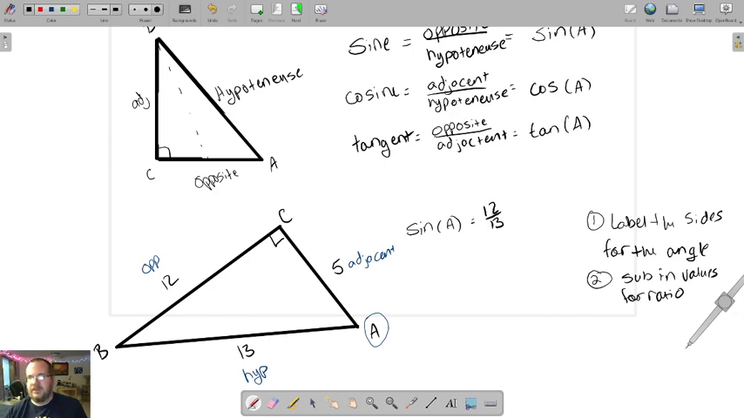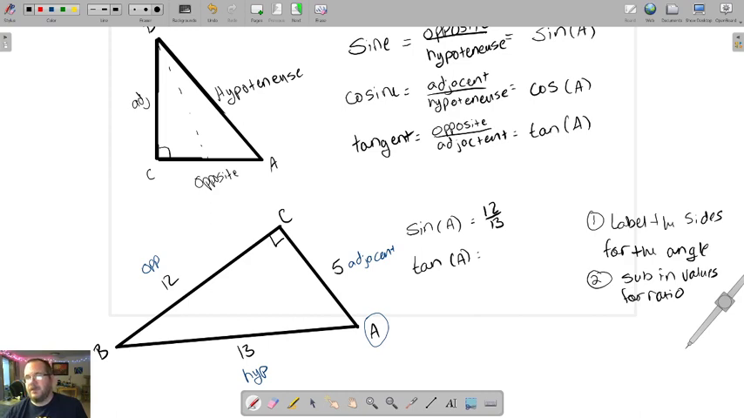Don't turn this into a decimal. Leave this as a fraction, okay? If it can reduce, reduce it, but in this case it's just 12 over 13. All right, let's find another one. Let's find the tangent of A. Now I already have the sides all labeled for A. So tangent, opposite over adjacent.